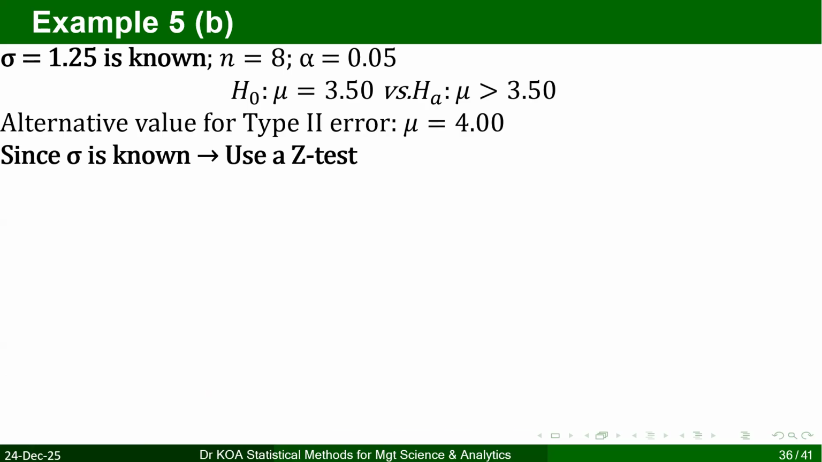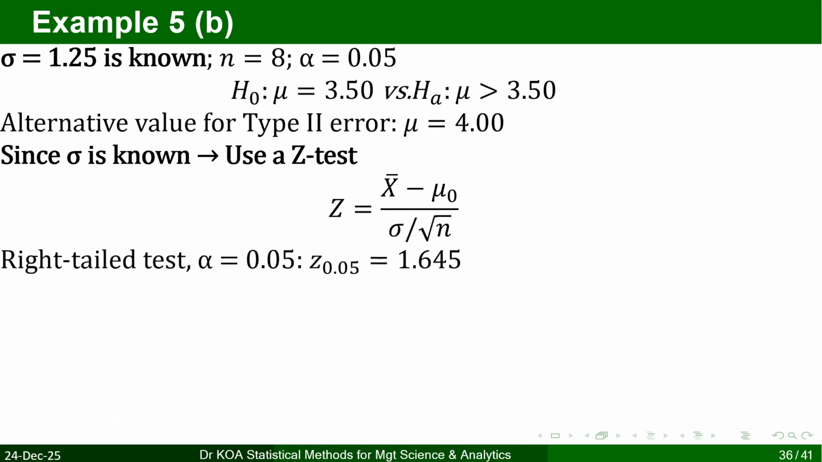Since the sigma is known, we have to use the Z test. The sigma is known, we have to use the Z test. Now, what are you using the Z test for? Normally, you use the Z test when you know the value of X, isn't it? But there was no value of X given. Check it. We don't have the value of X.